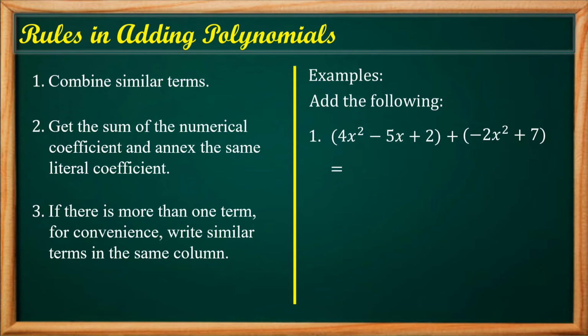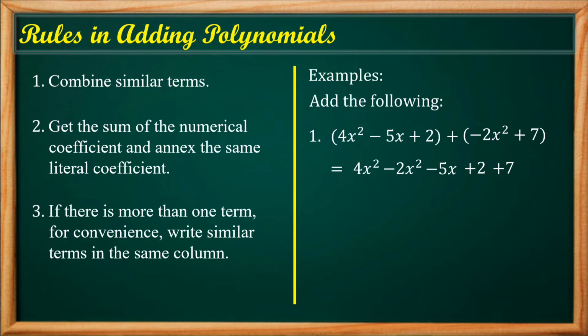Okay, combine first the similar terms. Una natin isulat is 4x squared. Then, ano yung kasimilar niya? The similar is negative 2x squared. Next, minus 5x. Meron bang kasimilar si 5x dito sa kabila? Wala. Therefore, mag-iisa lang si 5x. Then, constant, plus 2. The constant, meron siyang similar which is positive 7 also. Okay, we have plus 2.